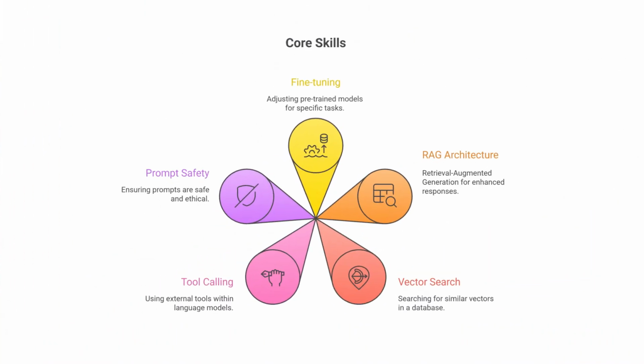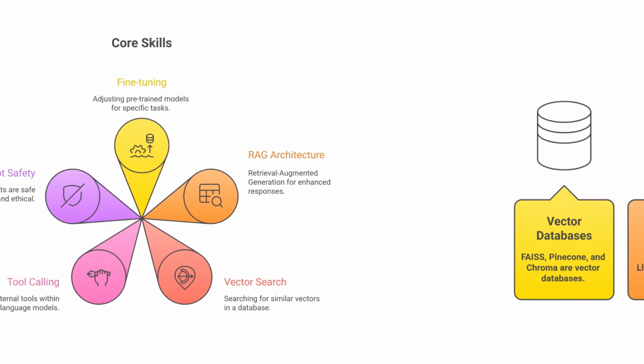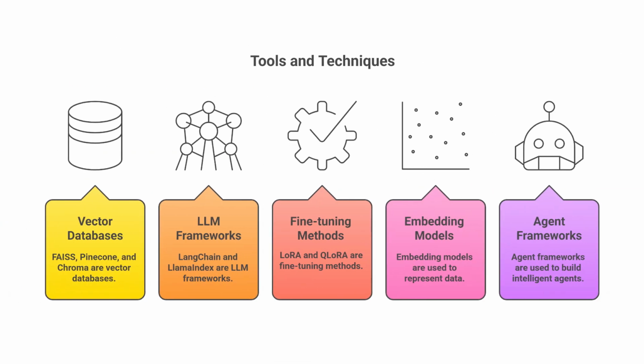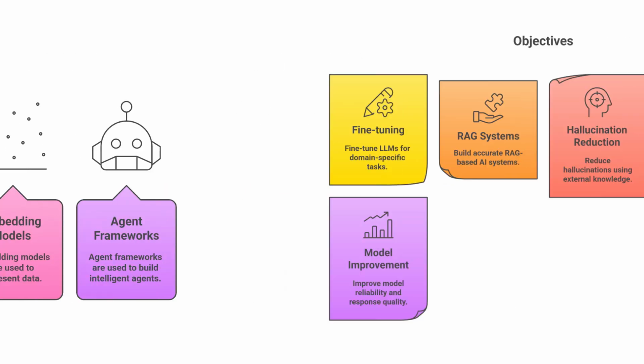Core skills. Core skills focus on improving model accuracy and reliability. These skills allow AI systems to use private data and tools effectively. They are essential for production AI. Tools and techniques. These tools support customization and knowledge integration. Techniques focus on efficient training and retrieval workflows. They reduce hallucinations and improve trustworthiness.